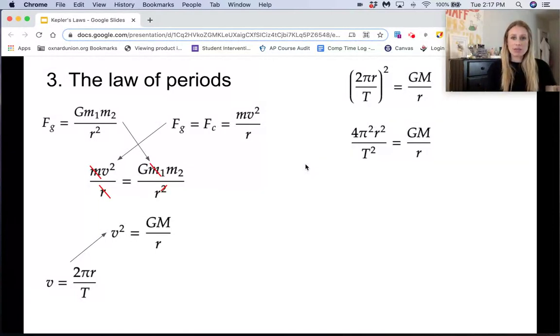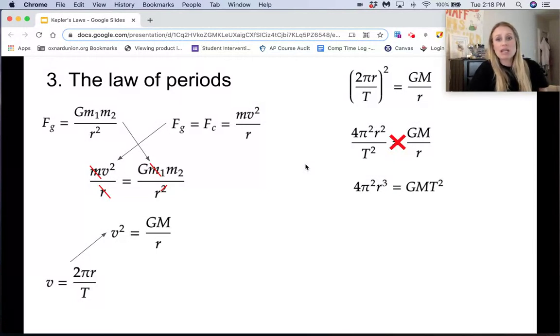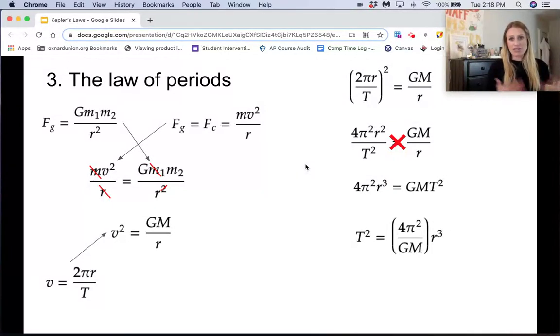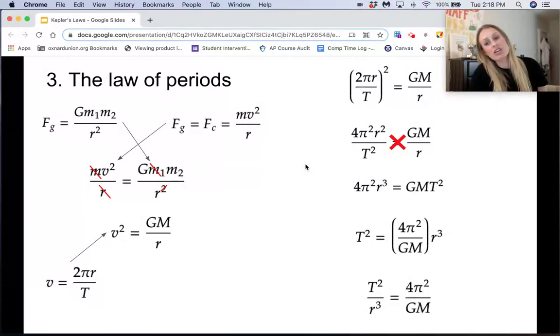Now what we're going to do next is cross multiply. So cross multiplying, we get 4 pi squared r cubed equals GM times period squared. And then from here, we're going to divide both sides by big G, our universal gravitation constant, and the mass of the sun. So we get this equation, and this is the first important equation that we want to use when we're talking about the law of periods. And then also, if I divide both sides by r cubed, I get this equation as well. So these last two equations are very, very important when we're talking about the law of periods.